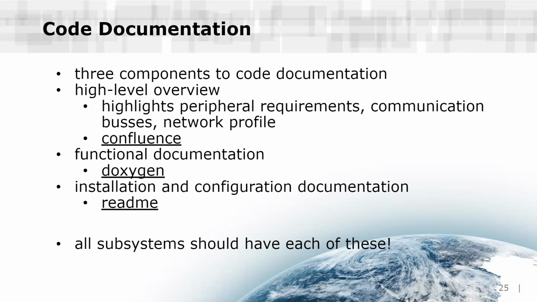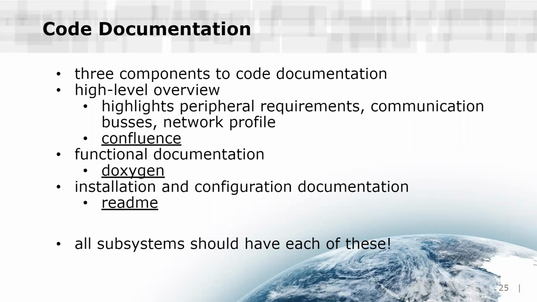So there are sort of 3 levels of documentation that I think all teams should look towards implementing. A high level firmware overview of your software. This will highlight peripheral requirements, different drivers that are necessary, the communication buses they're operating on, network addresses that may be relevant. And this information can be placed on Confluence.